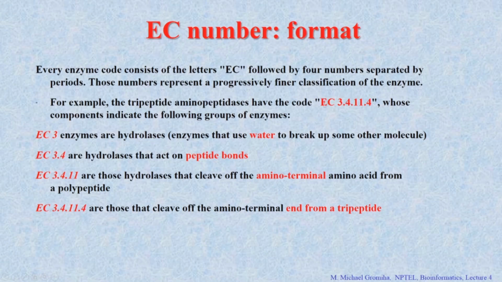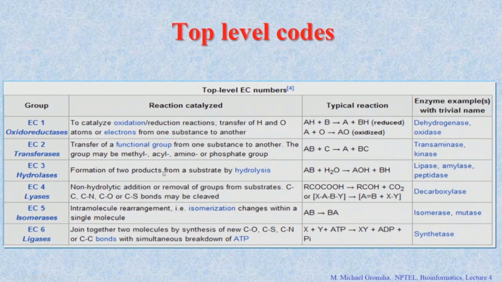The first number is the first class. EC3 are the hydrolases, enzymes that use water to break up other molecules. Enzymes are classified into 6 top-level codes: EC1, EC2, EC3, EC4, EC5 and EC6. If we see EC2, immediately we know that the enzyme belongs to transferases. If it is EC1, it is an oxidoreductase, which catalyzes oxidation or reduction reactions. Examples are oxidases and dehydrogenases, where AH plus B gives A plus BH, one reduced and the other oxidized.